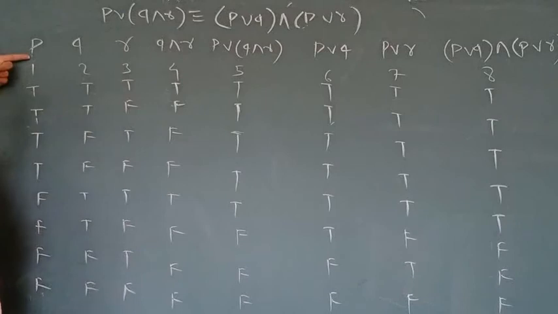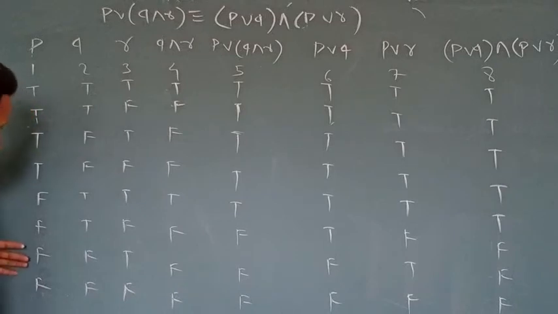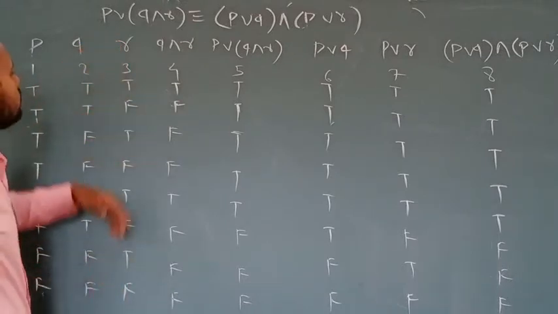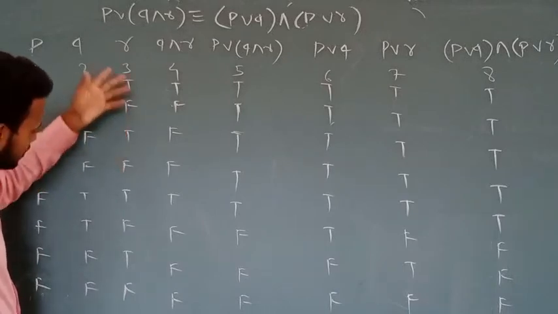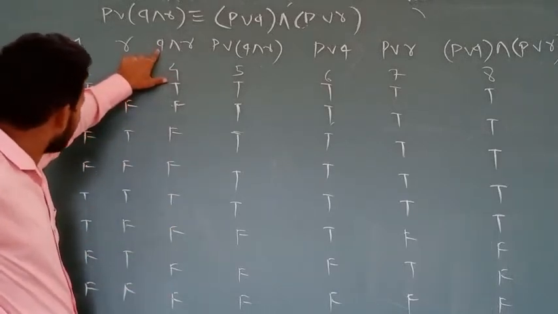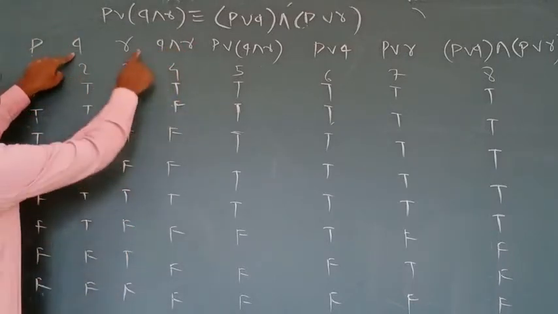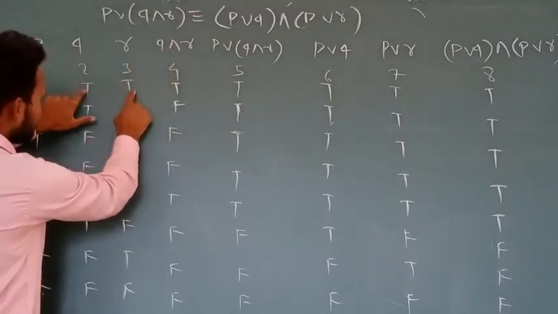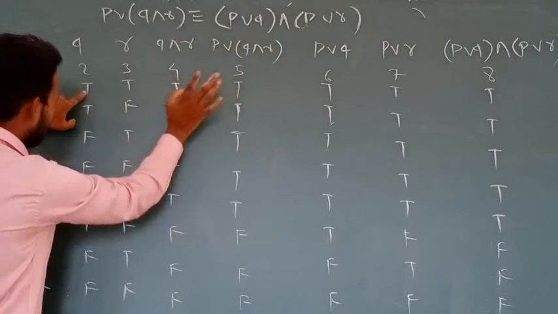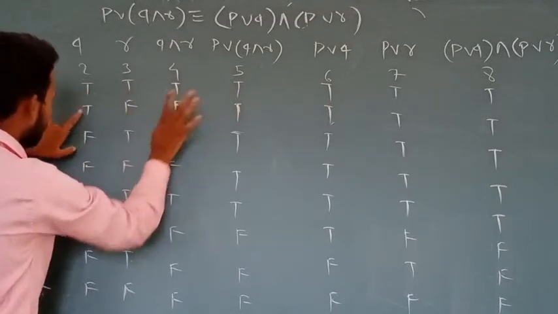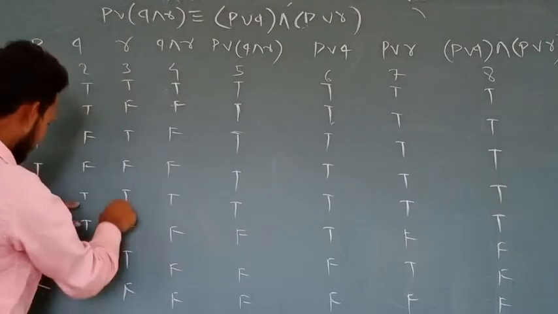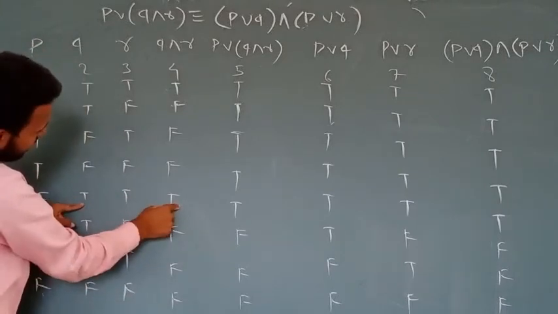Now for the P column, there are 3 statements, so there are 8 rows: 4 times T, then 4 times F. For Q, first 2 T, then 2 F, then again 2 T and 2 F. In the R column, T, F, T, F alternately. That is the form we get. Next, Q ∧ R. We know that in a conjunction, if both substatements are true then the conjunction is true, otherwise it is false. So TT gives T; TF gives false; this is also false, this also false. Then here both are TT, so we write T, and the remaining are false.